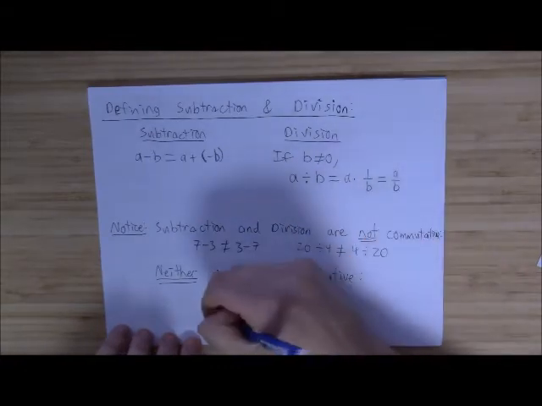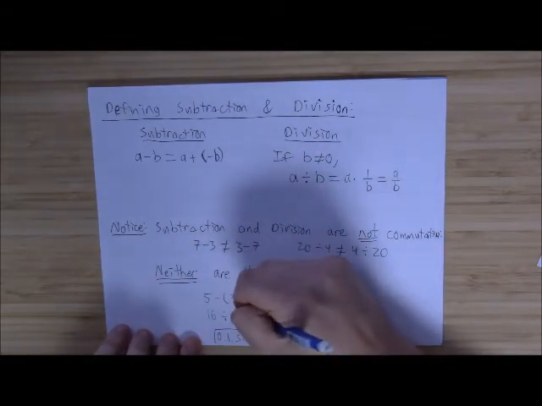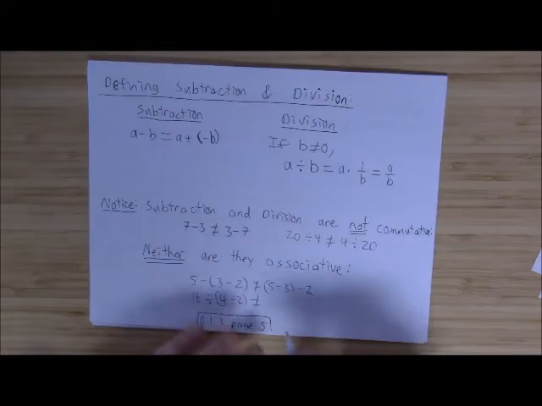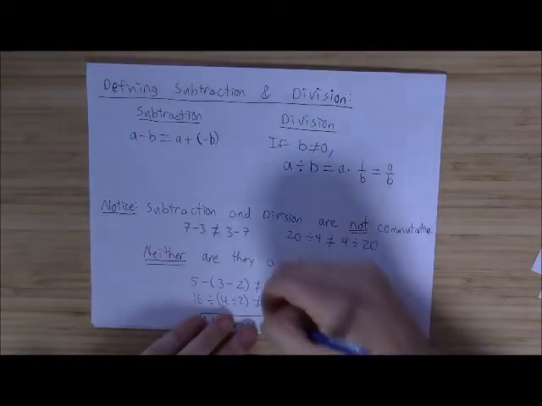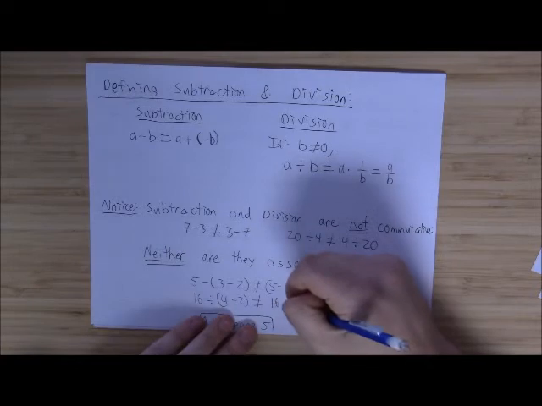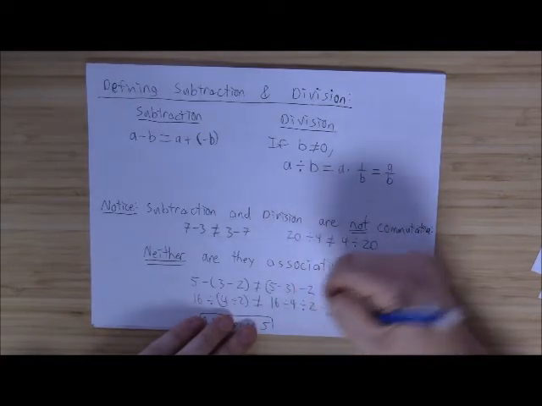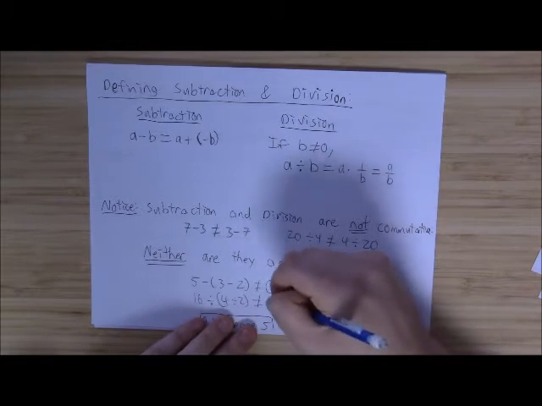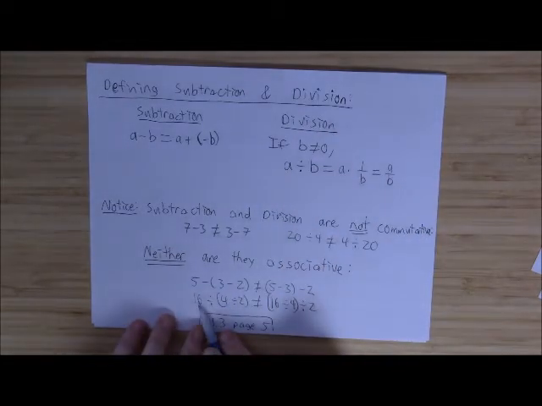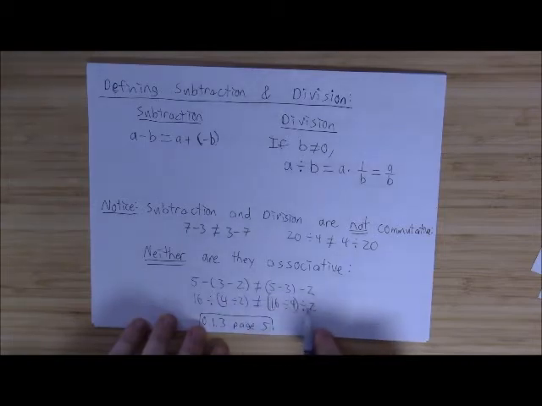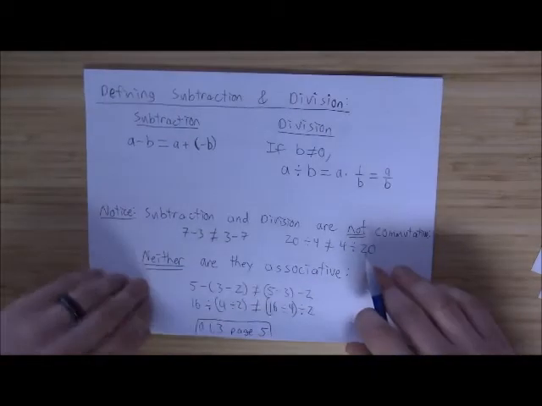In a similar way, 16 divided by 4 divided by 2 will not equal 16 divided by 4 divided by 2, where we do this division first. This side would be 16 divided by 2, which is 8. This side would be 4 divided by 2, which is 2.